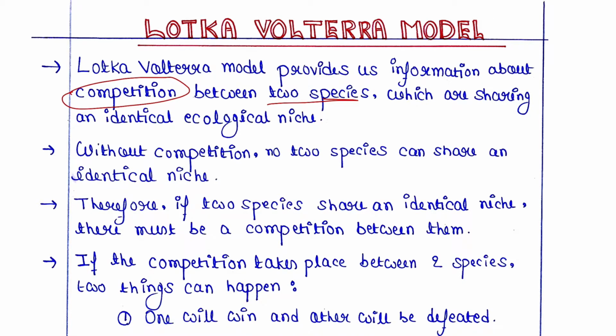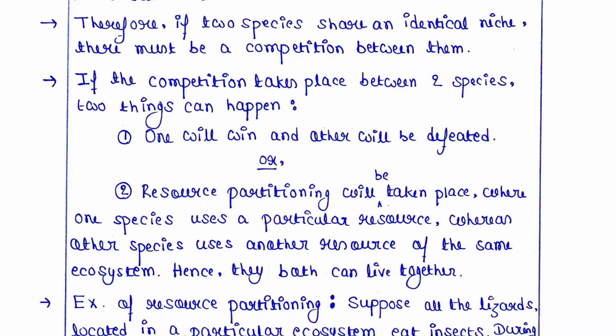Without competition, no two species can share an identical niche. Therefore, if two species share an identical niche, there must be competition between them. If the competition takes place between two species, two things can happen: one will win and the other will be defeated.